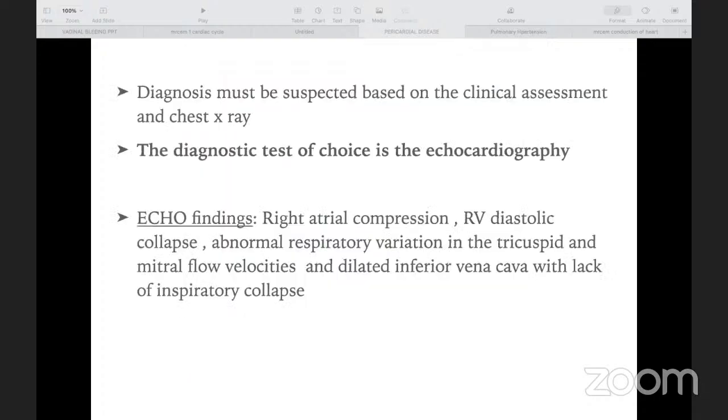The diagnosis must be suspected based on clinical assessment and chest X-ray, but the diagnostic test of choice is echocardiography. The echo findings will be right atrial compression, right ventricular diastolic collapse, abnormal respiratory variation in the tricuspid and mitral flow velocities, and a dilated inferior vena cava with lack of inspiratory collapse.